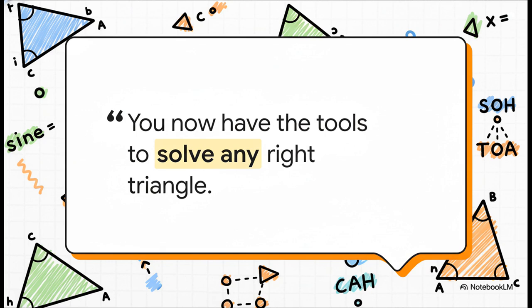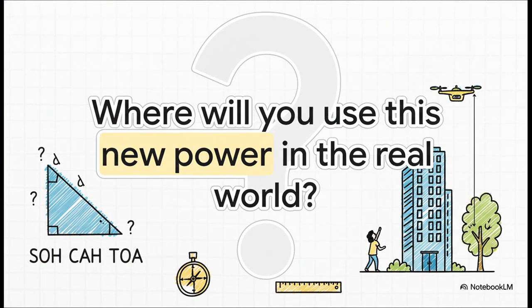You have the key. So, the final question is, where does this new power actually apply? Because this isn't just about triangles on a piece of paper. This is the math that builds our skyscrapers, that calculates the physics in video games, and helps planes and ships navigate the entire globe. The code is officially cracked. The only question left is, how are you going to use it?